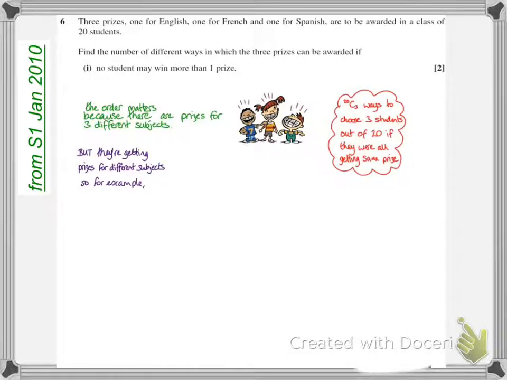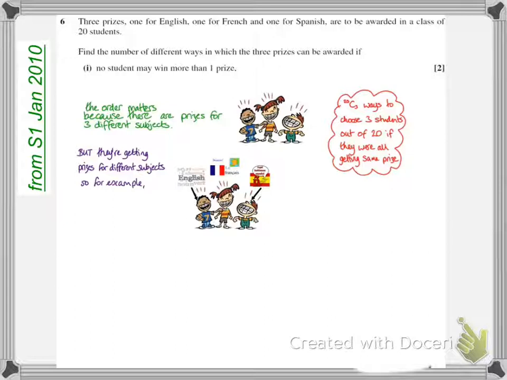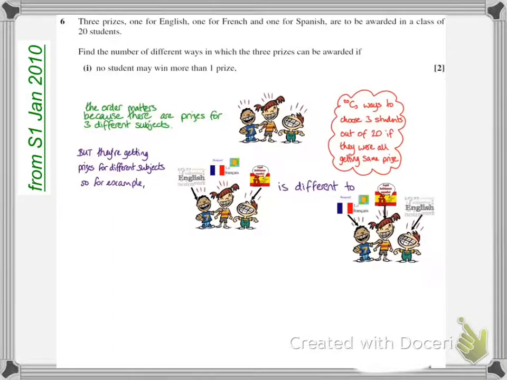There's 3 different prizes, so if we gave the English prize to the first student, the French prize to the second student, and the Spanish prize to the third student, that would be a different situation from, say, giving the French prize to the first student, Spanish to the second student, and English to the third, and so on. So in this case, arrangements of the students are going to matter, and this is where we use nPr.